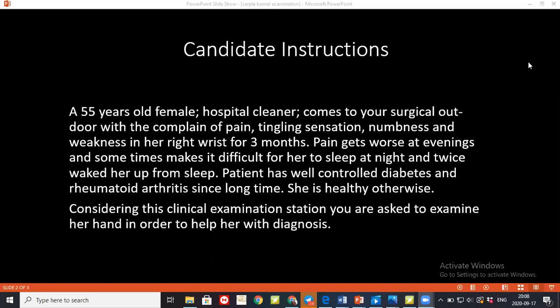Now I'm here to examine your hand. It may include inspection and palpation of your hands and doing some special exams. Do you have any questions? No, that's all right. Continue, please.